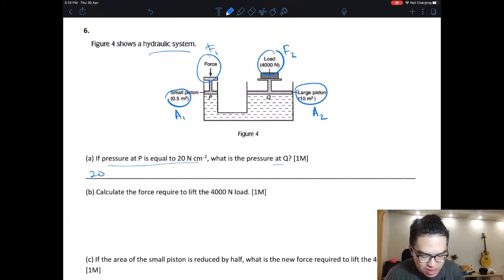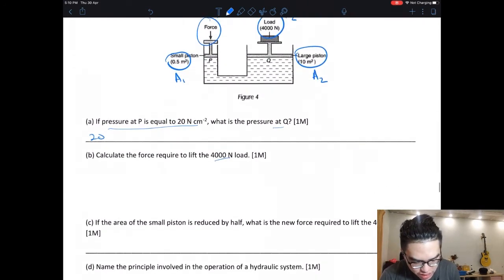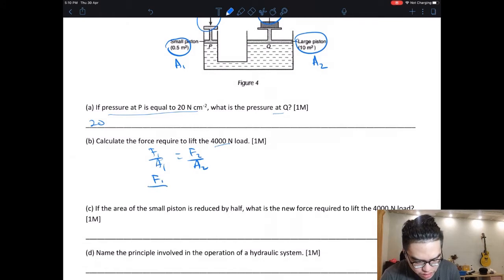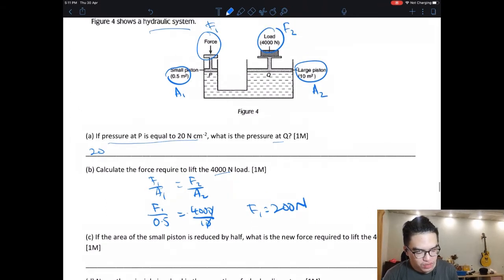Calculate the force required to lift this 4,000. So F1 A1 equals F2 A2. F1 I don't know, F1 is what I want. A1 is 0.5, F2 is 4,000, this is 10. So my F1 I should get 200. Which means I use a 20 kilo force to lift a 400 kilo force. 20 times. How good is this thing?